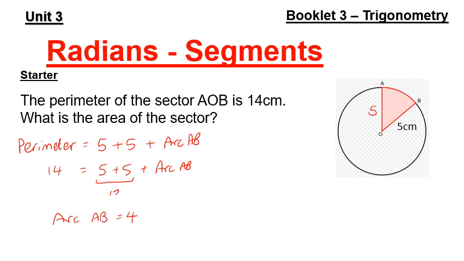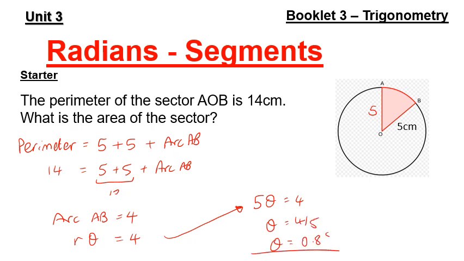Now remember from last lesson, from the last PowerPoint, we had a formula for the arc. If you measure in radians, the arc length is radius times angle. So I now know that the radius times the angle has to equal 4. The radius is 5, so 5 theta must equal 4, so theta therefore must equal 4/5, or if you want to write that as a decimal, it would be 0.8 radians.